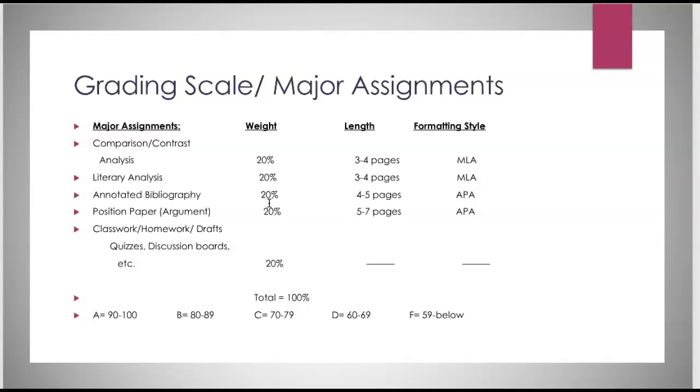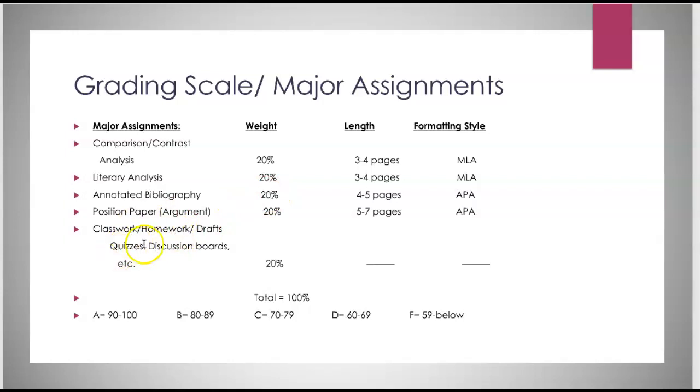So it's not like an average of all of the total scores, but it instead is weighted. Each of your 3 major essays, a comparison, contrast, film analysis, a literary analysis, and a position argument, is weighted as 20% of your grade, as well as an annotated bibliography. Each of those is 20%.